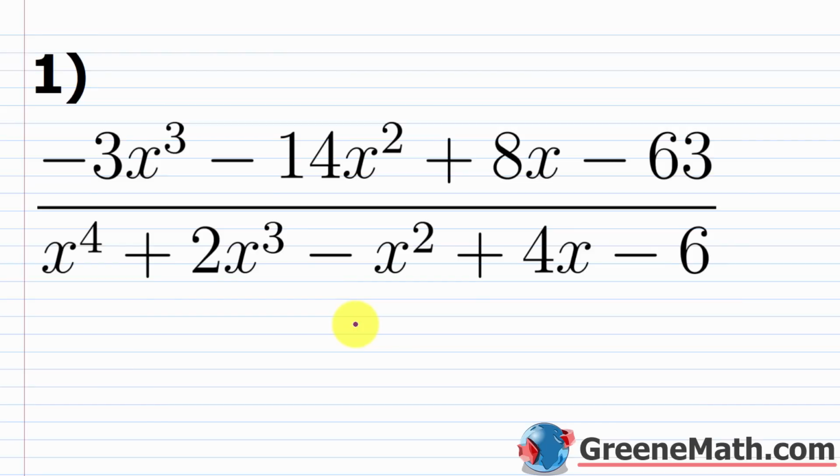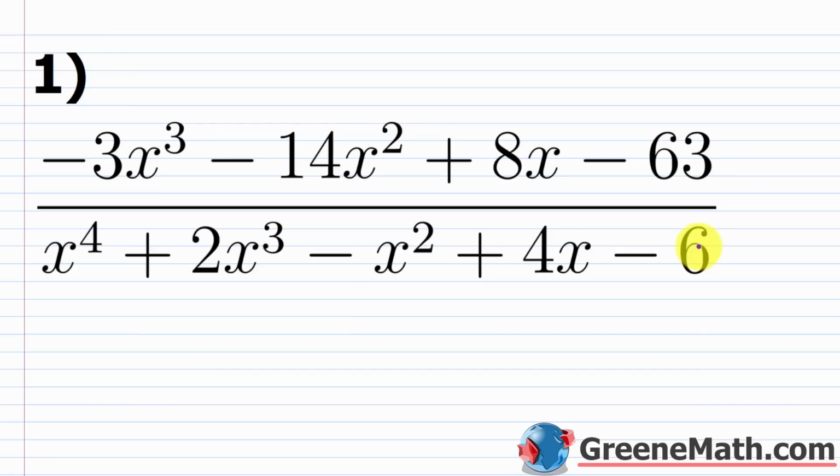All right, for the first problem, we're given negative 3x cubed minus 14x squared plus 8x minus 63, over x to the fourth power plus 2x cubed minus x squared plus 4x minus 6. So the first thing we're going to do is figure out if we have a proper fraction, which means that the degree of the numerator is strictly less than the degree of the denominator, or an improper fraction, and that would occur when the degree of the numerator is the same as or greater than the degree of the denominator.